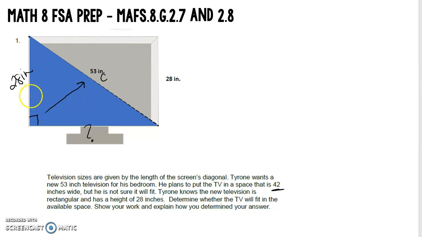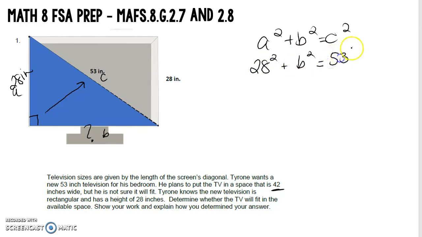So we need to figure out which value we're solving for. Well, we're going to be solving for A or B, right? Since those are the lengths. So in our formula, A squared plus B squared equals C squared, I'd encourage you to try to pause this video and plug in and see what you come up with. So if you were to solve this, 28 is A. We don't know B squared, but C squared is going to be 53 squared.